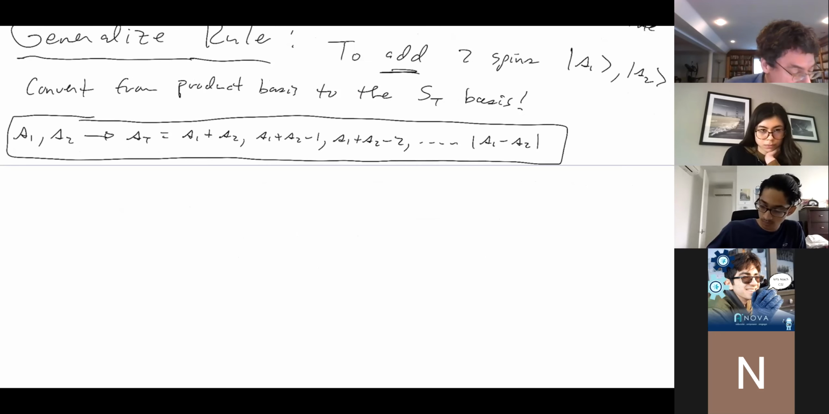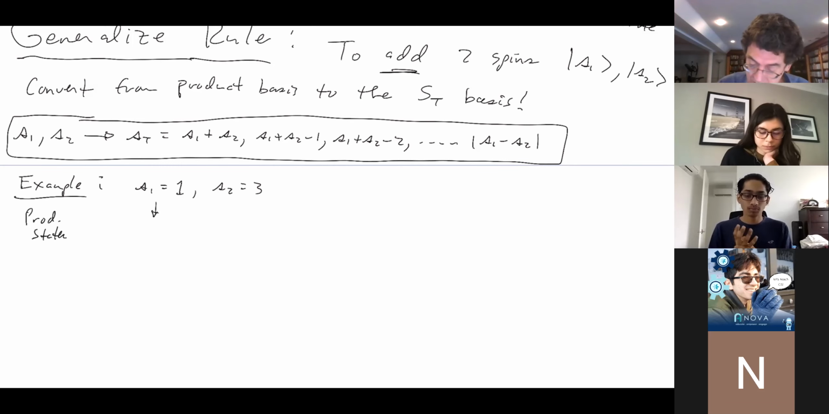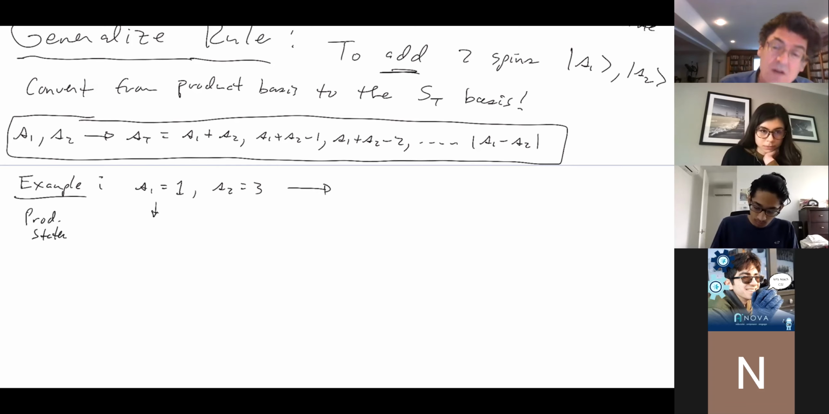Let's do an example. Let's consider S1 equals 1. I have a particle that has spin 1. And suppose particle 2 has spin 3. Then for the product states, how many product states does that give me? How many states does one particle that has S equals 1 have? 3, right, because M total could be 1, 0, or minus 1. So this particle has 3 states.